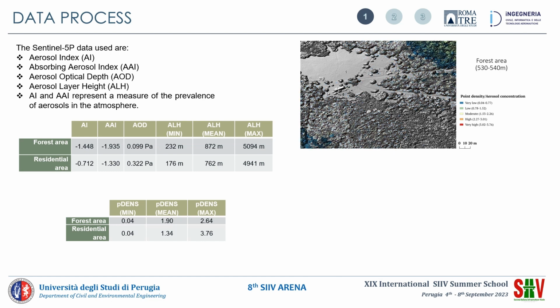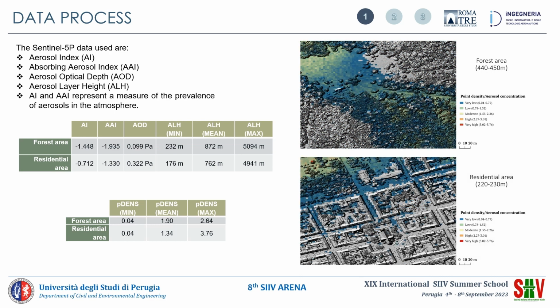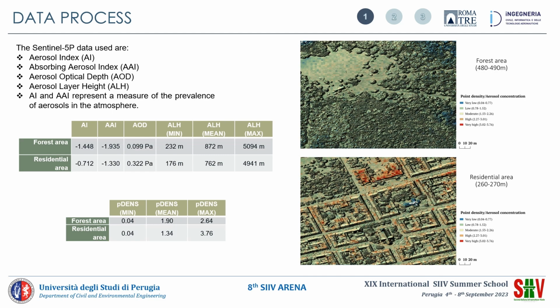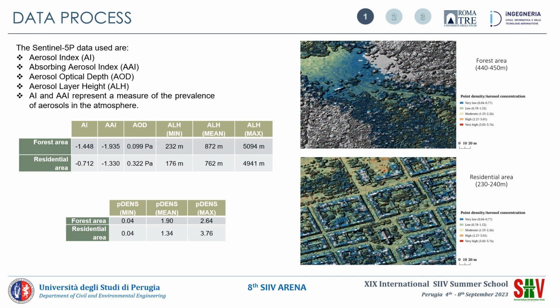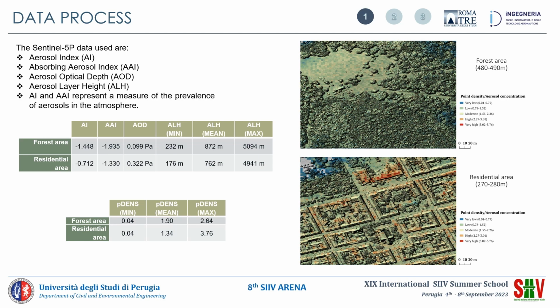A visual representation of the average point density over all elevation levels is shown in the figure about the forest area. And in this other figure, a visual representation about the residential area, where there is a very high point density or aerosol concentration.